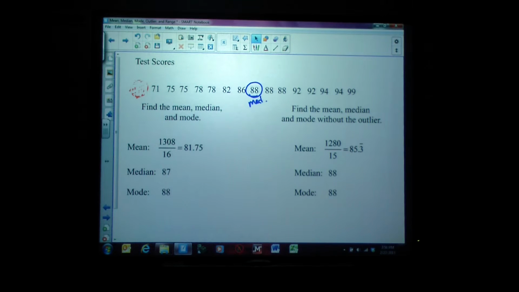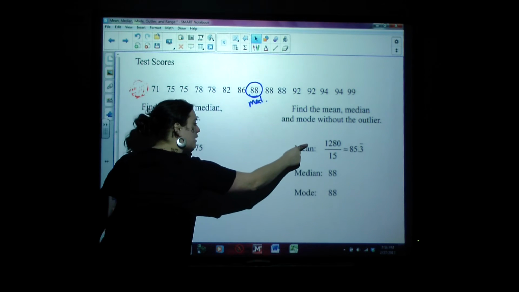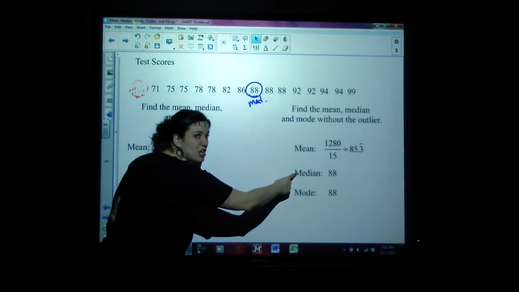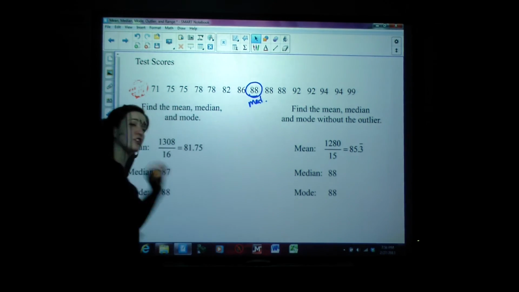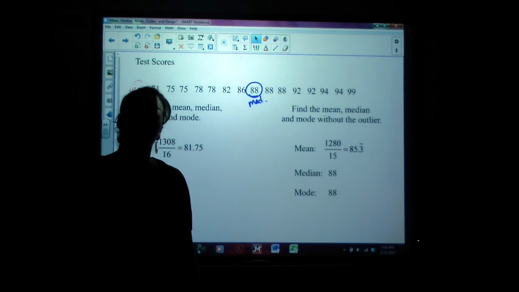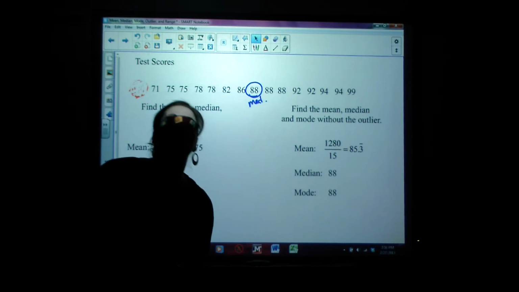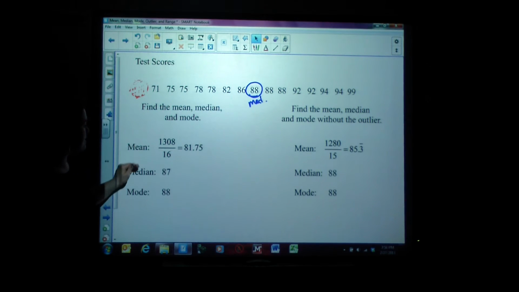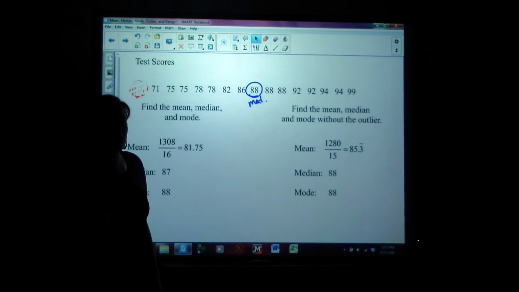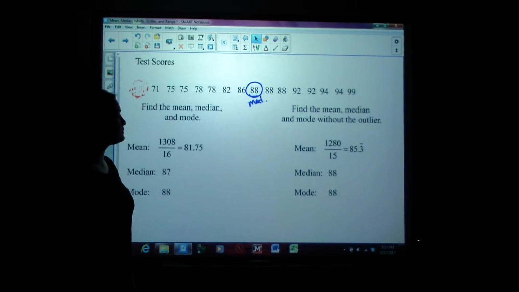So if we notice, what effect did our outlier have? Well, looking at mean, it got quite a bit bigger. Median didn't change very much. Mode didn't change at all. So which one was the most affected by an outlier? The mean. The mean is the most affected by the outlier in the measures of central tendency. So if we're looking at mean, median, and mode, mean is the most affected by that outlier data. So don't forget, if you're asked something about outlier, to remember that the mean is the one that gets changed the most.